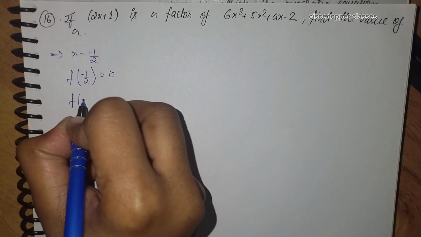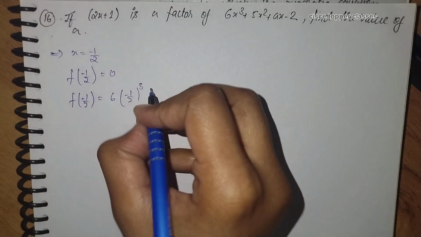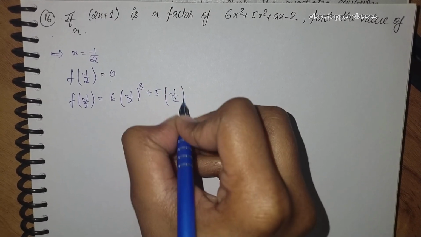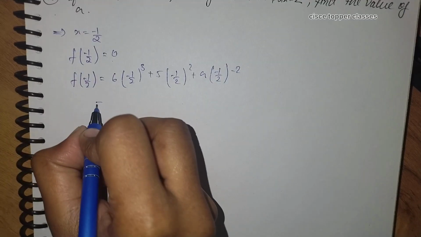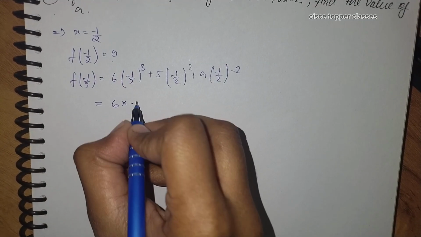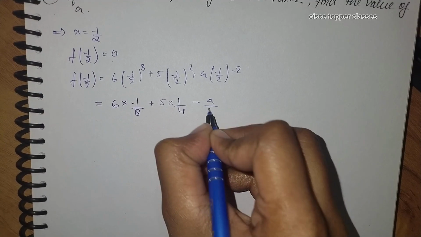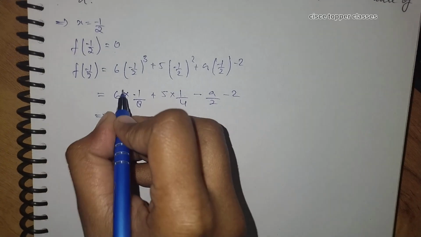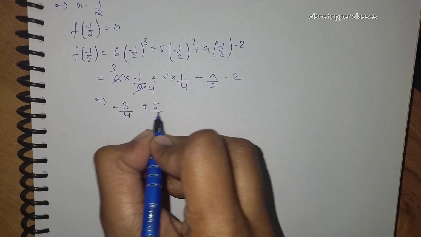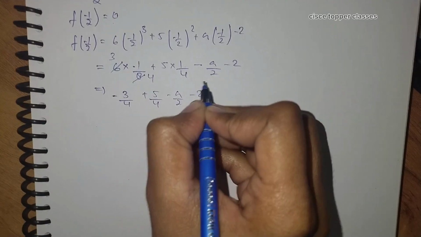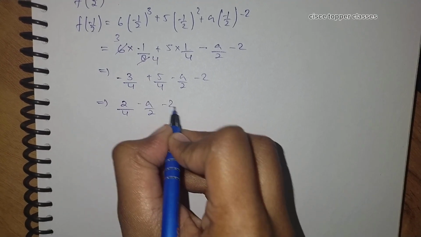On putting the value of minus 1 by 2 in f(x) here, 6 into minus 1 by 2 whole cube plus 5 into minus 1 by 2 whole square plus a into minus 1 by 2 minus 2. That will become 6 into minus 1 by 8, and then 5 into 1 by 4, minus a by 2 minus 2. Solving, minus 3 by 4 plus 5 by 4 minus a by 2 minus 2. On solving here, we will get 2 by 4 minus a by 2 minus 2.